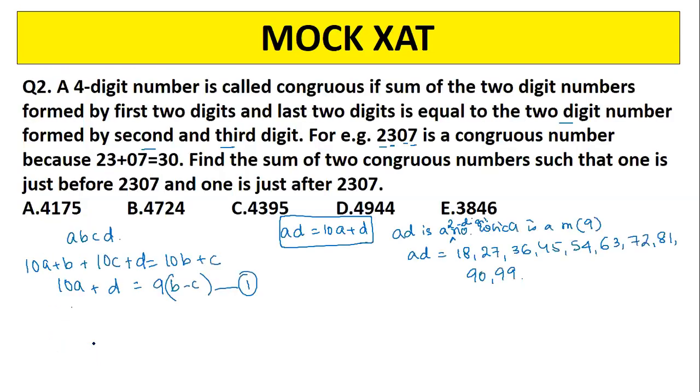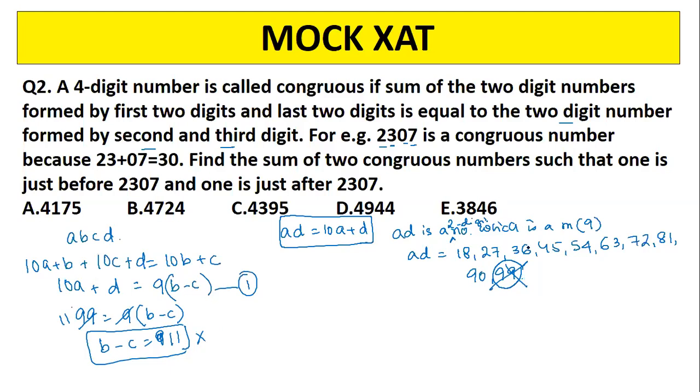Now, I already told you that there is a number which is 99, but is 99 possible in our scenario? No, it is not. Why is it not possible? If this is a number which is 99, then this would be 99 equal to 9 into B minus C, which means that B minus C has to be 11. The difference between two single digit numbers cannot be a double digit number, right? So 99 is not possible from here. I hope you understand this.